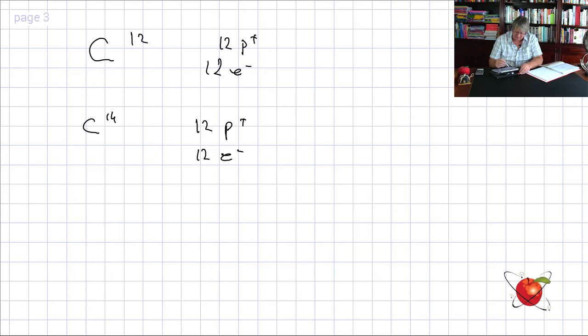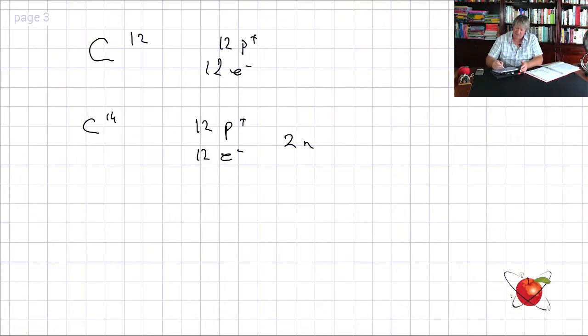We've got this carbon 12, which has got 12 protons, 12 electrons. That makes it neutral. Carbon 14 has got 12 protons, 12 electrons. All of those are evened out. But we've got 14, which means you've got 2 neutrons sitting in there as well, to get to the 14.